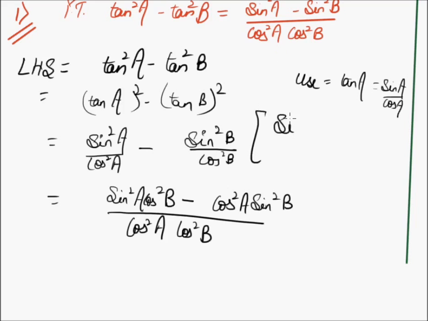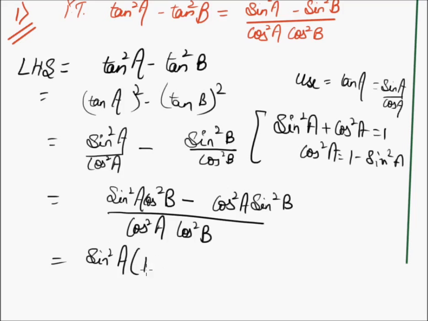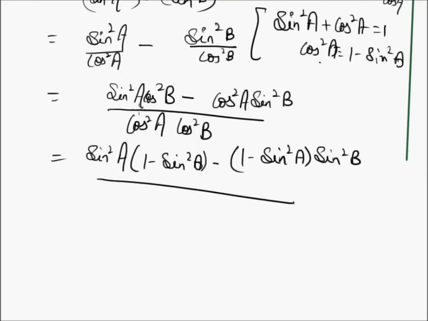So using the identity sine square A plus cos square A is 1, it will give us cos square A is 1 minus sine square A. So we have sine square A into 1 minus sine square B, sorry, here it was B, and similarly for B it will be cos square B as 1 minus sine square A into sine square B, over the denominator.